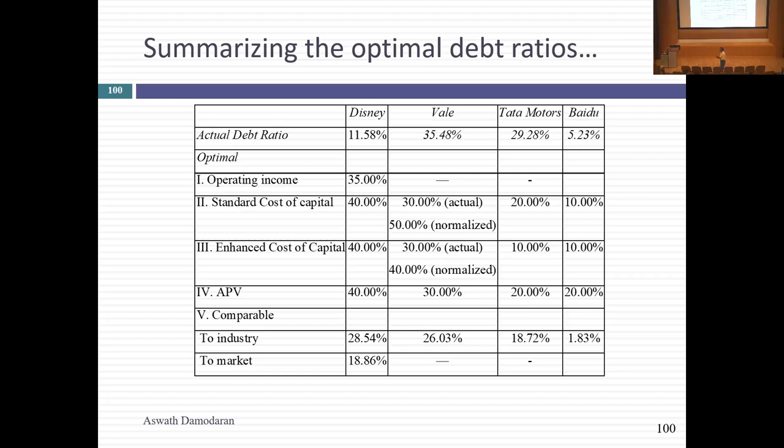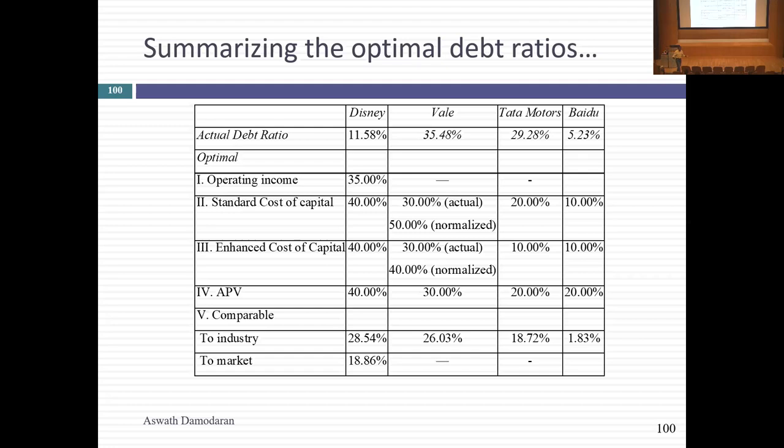So if Disney were actually at 35.13%, and I came up with an optimal of 40%, you know what humility requires you to say? They're at their optimal. I'm going to let it go. So what I'm trying to say is, if any of your companies are at 13.53% debt and you come up with an optimal of 10%, please don't tell me they're over-levered, because they're not. They're within the range of your optimal.